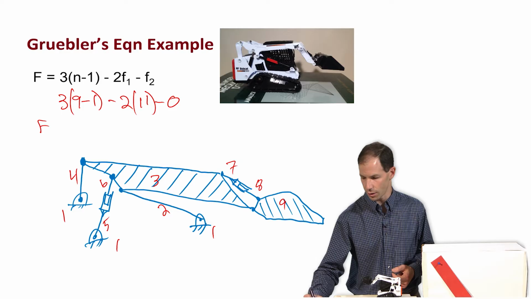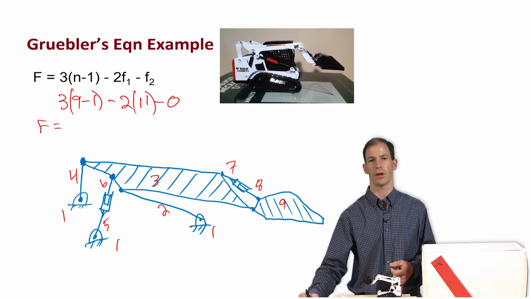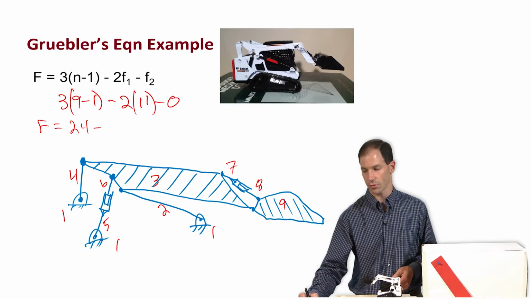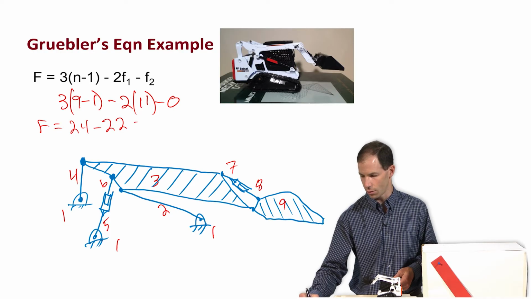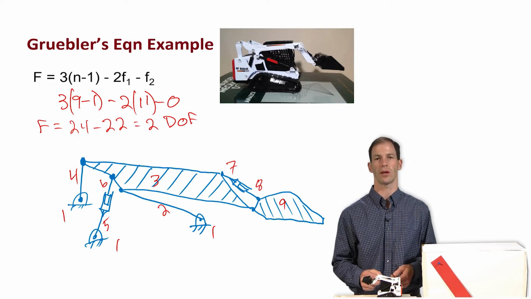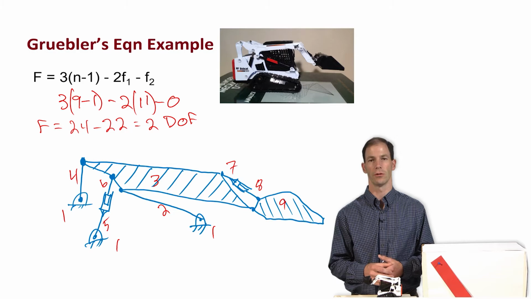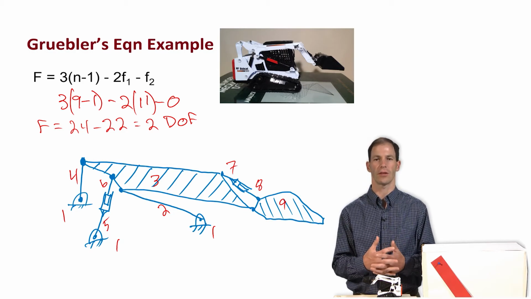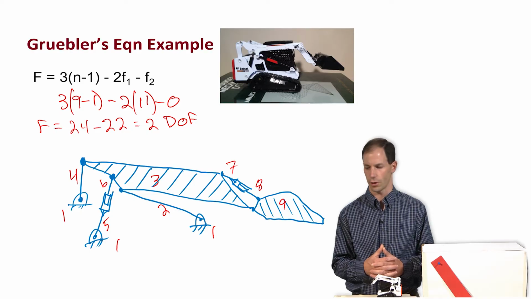So my number of degrees of freedom here is 8 times 3, so 24, minus 2 times 11, or 22, or 2 degrees of freedom. So a fairly simple example that intuitively we were able to say that same thing, and then I move off to this way of quantifying it numerically, and I can say the same number of degrees of freedom.